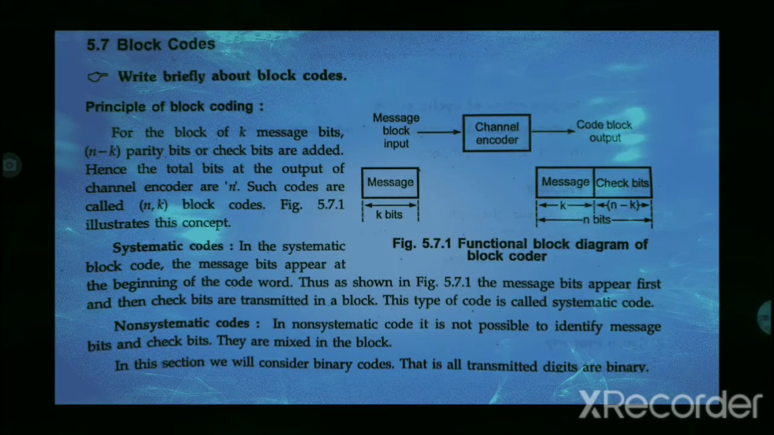Block codes. The figure shows the functional block diagram of a block code. Channel encoder. Input is message block. Output is code block. Principle of block coding. For the block of k message bits, n minus k parity bits or check bits are added. Hence the total bits at the output of the channel encoder are n. Such codes are called (n,k) block codes.